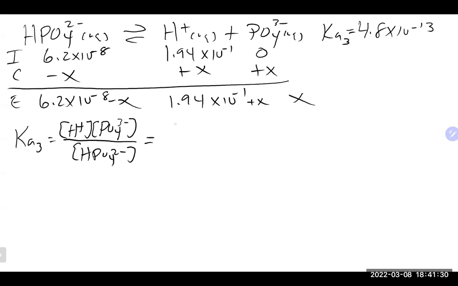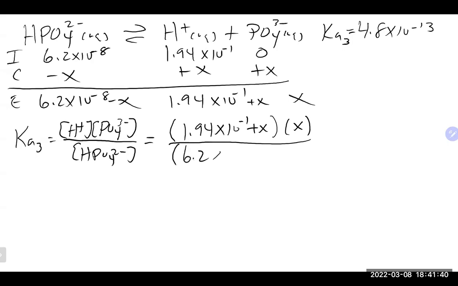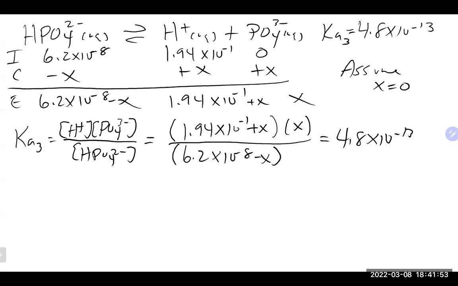And that would get us up on top 1.94 times 10 to the minus 1 plus x times x divided by 6.2 times 10 to the minus 8 minus x is equal to 4.8 times 10 to the minus 13. No need to stop now. Let us assume that x is equal to 0. I have a good feeling about it.